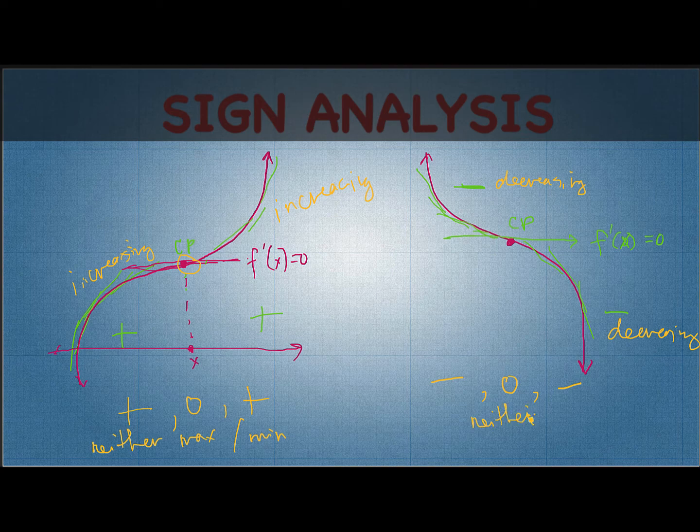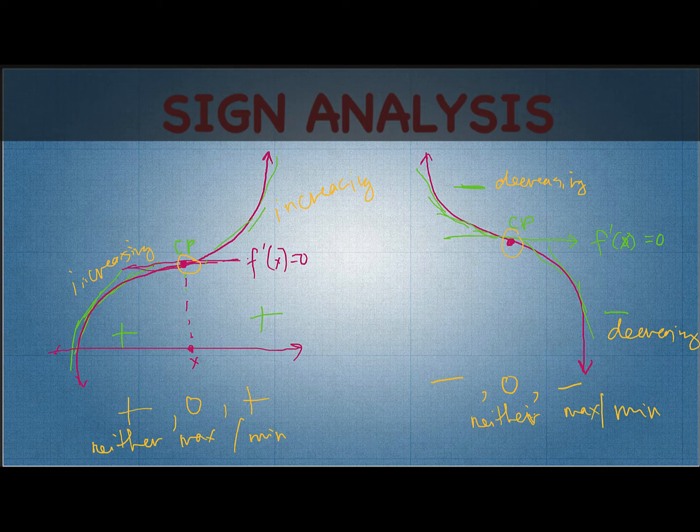This one will produce neither a maximum nor a minimum. In other words, there is no maximum and no minimum, because the slopes of the tangent line of this function are decreasing all throughout, from left to right of our critical point. Okay, so that is the situation.